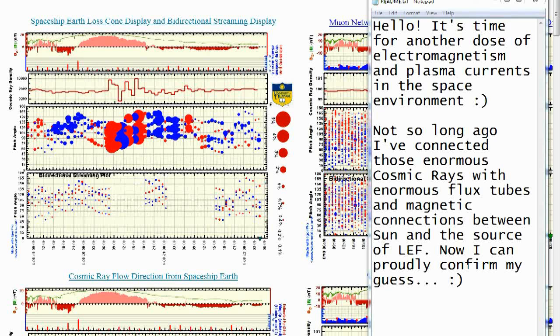Hello, it's time for another dose of electromagnetism and plasma currents in the space environment. Not so long ago, I've connected those enormous cosmic rays with enormous flux tubes and magnetic connections between Sun and the source of low energy field. Now I can proudly confirm my guess.